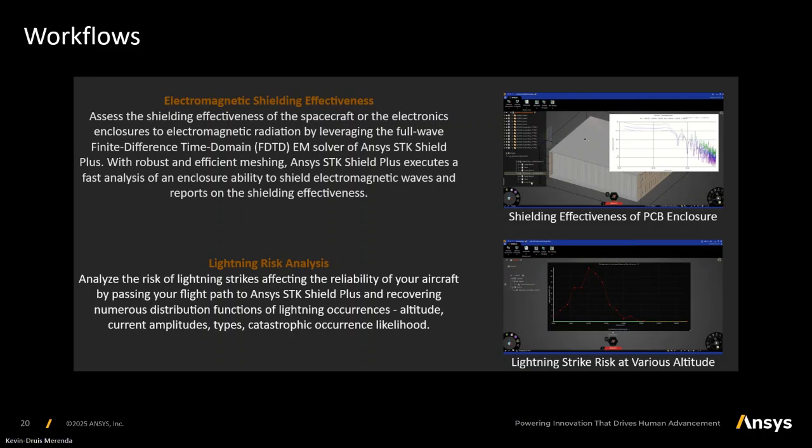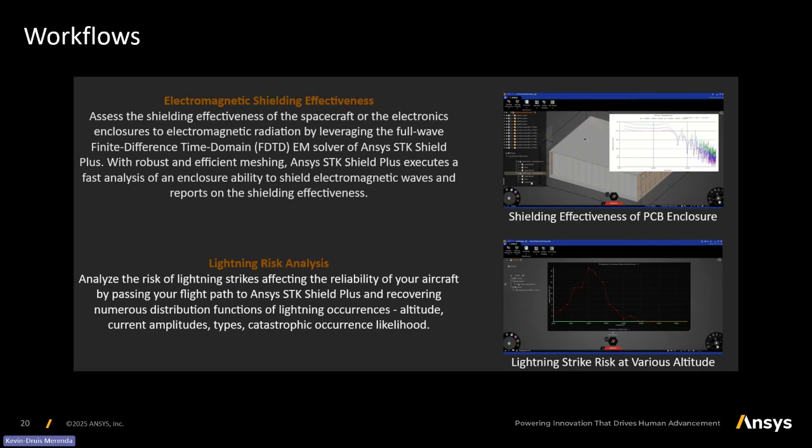So electromagnetic shielding effectiveness is a way for us to calculate a transfer function for fields through an enclosure. Our FDTD allows us to solve for this problem. You shine electromagnetic radiation onto an enclosure, and we will extract the fields inside the enclosure, and from there be able to extract shielding effectiveness. And this, as you'll see, works well with some of the workflows in STK, and we'll show you how this works in more detail in a second.